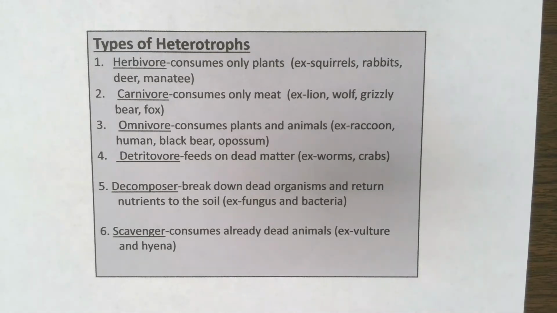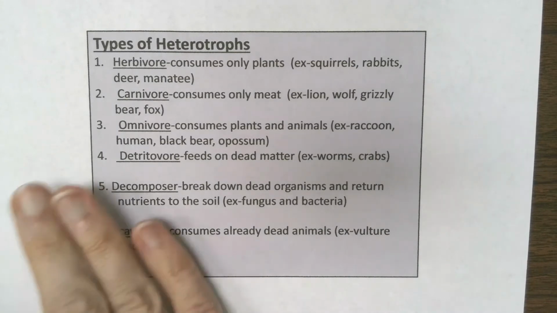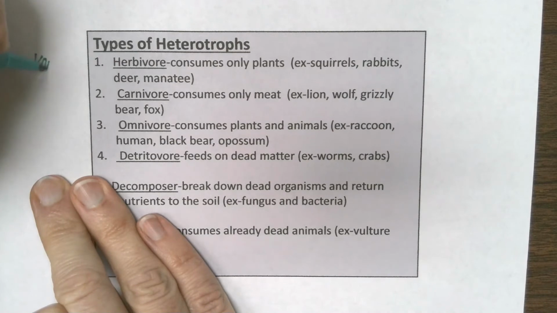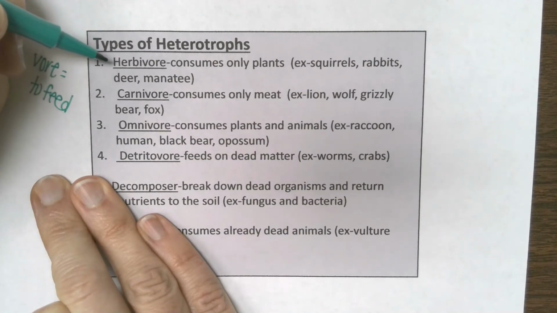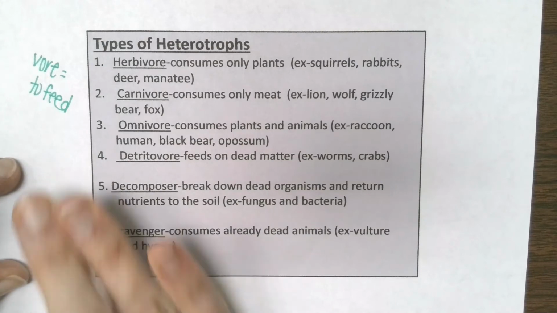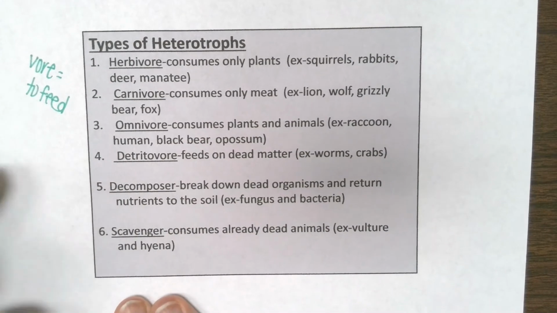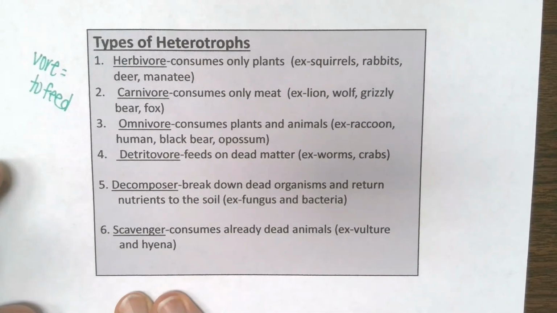So let's start with that: vore means to feed, that suffix. You might want to write that down or add that somewhere. That means to feed, right? Herb is going to refer to a plant, essentially. So these are going to be animals that consume only plants. And you've got a few examples there: squirrels, rabbits, deer, and a manatee, just as an aquatic example.